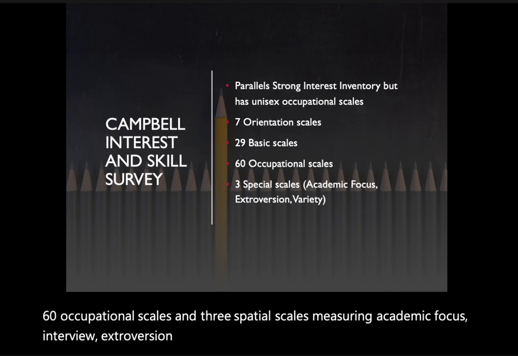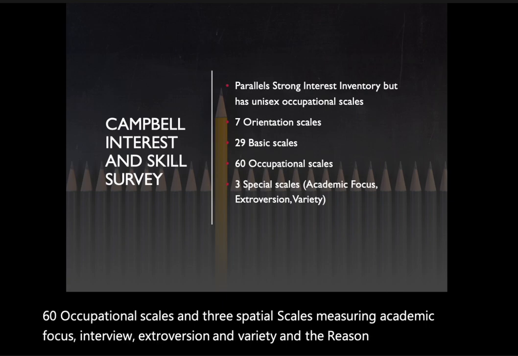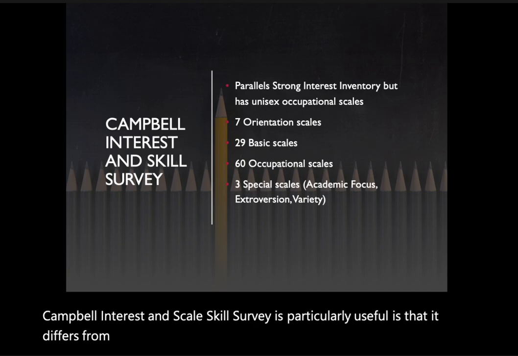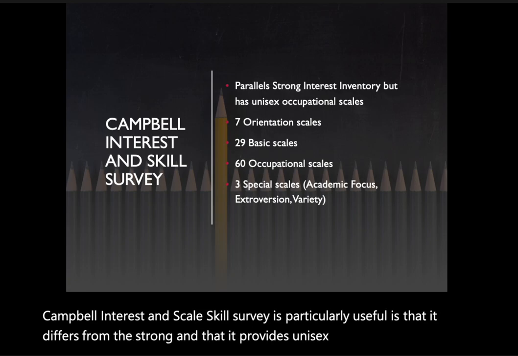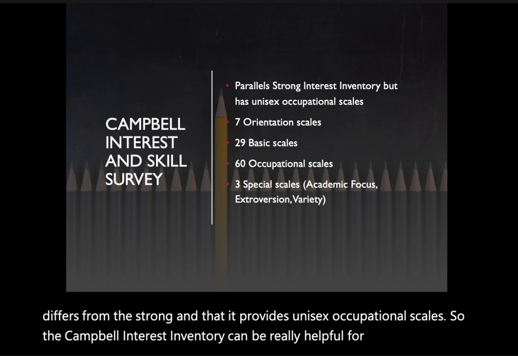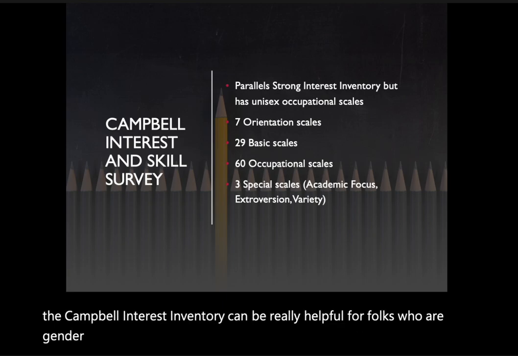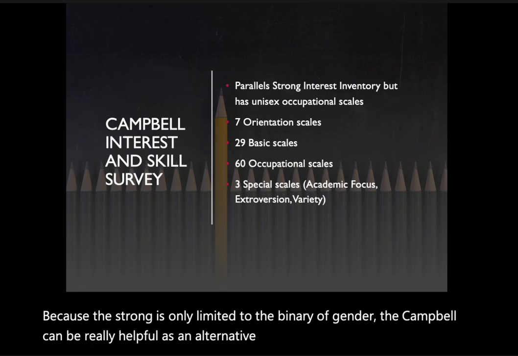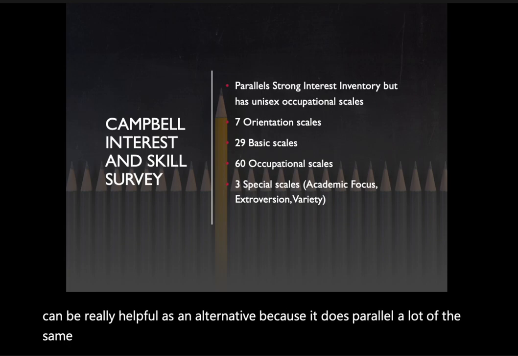extroversion, and variety. And the reason why the Campbell Interest and Skills Survey is particularly useful is that it differs from the Strong in that it provides unisex occupational scales. So the Campbell can be really helpful for folks who are gender expansive or gender non-conforming because the Strong is only limited to the binary of gender. The Campbell can be really helpful as an alternative because it does parallel a lot of the same interests and scales that are used in the Strong.